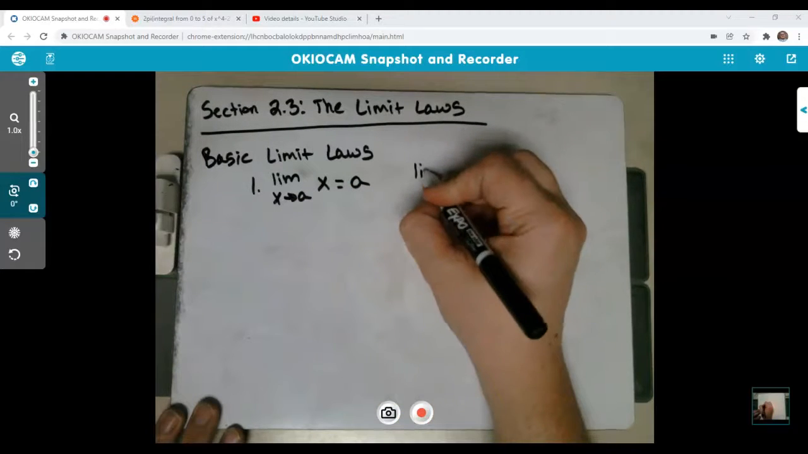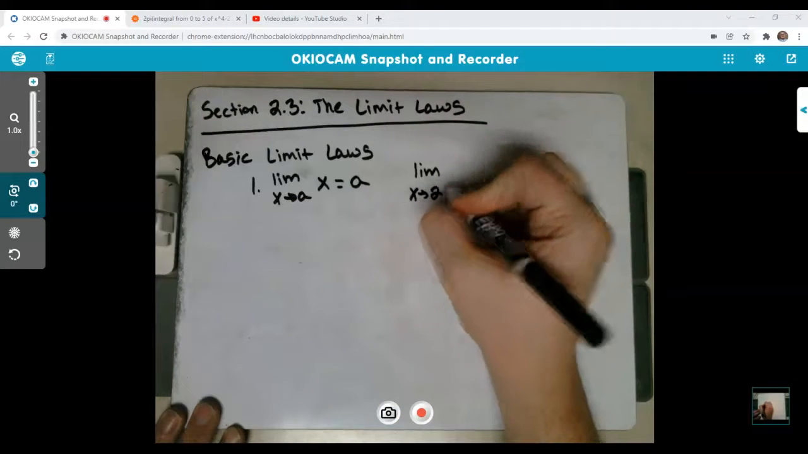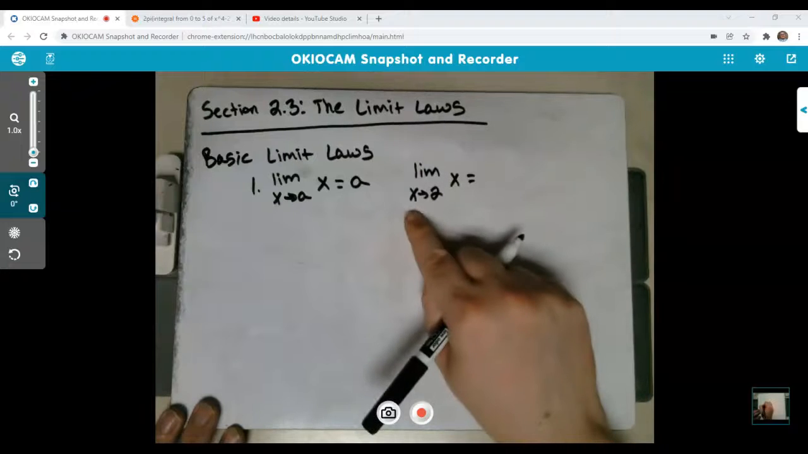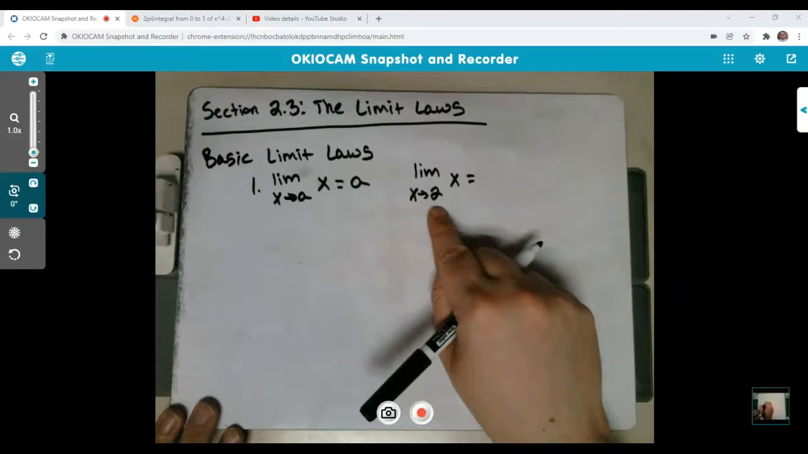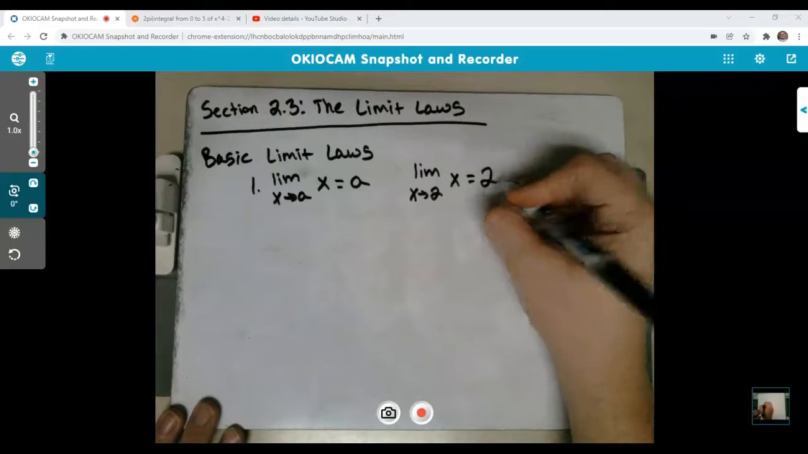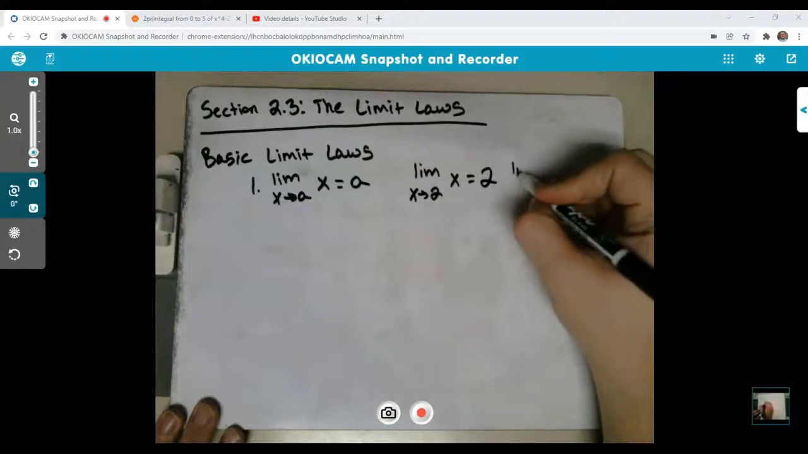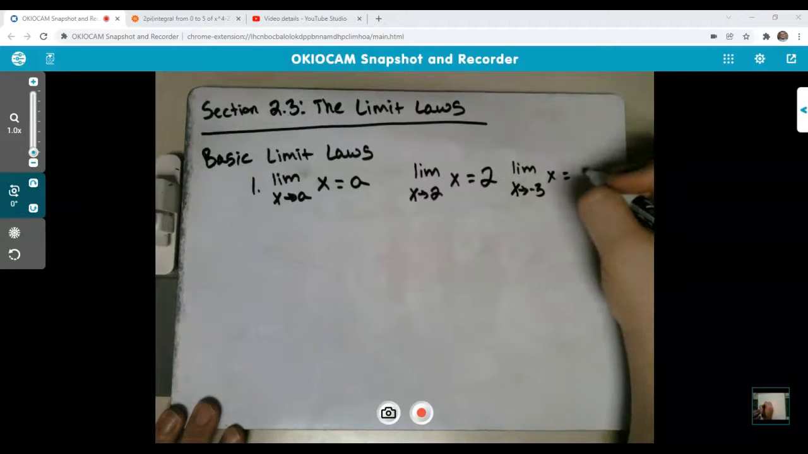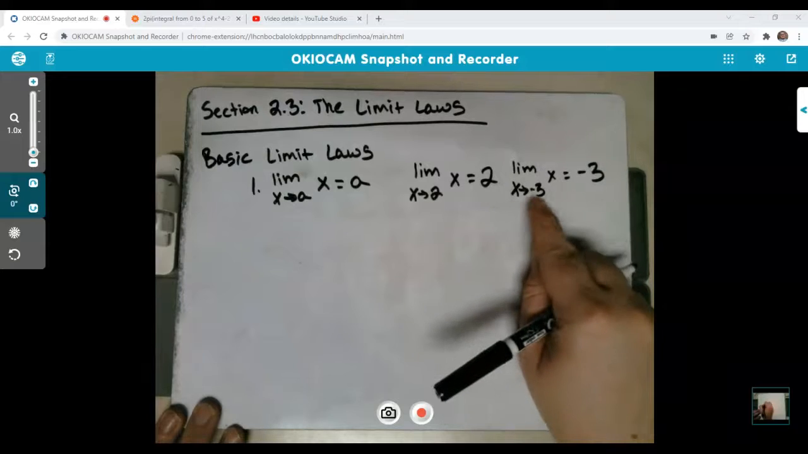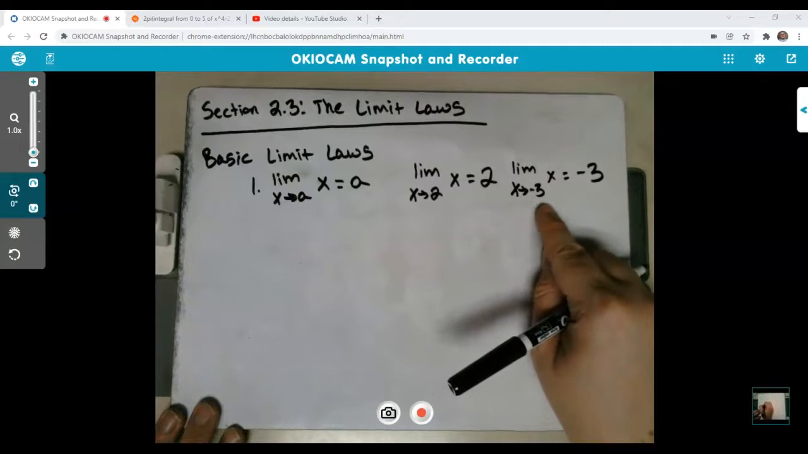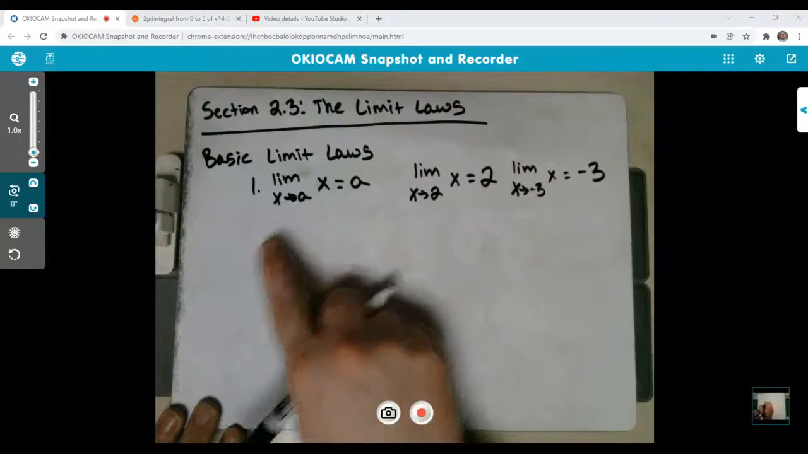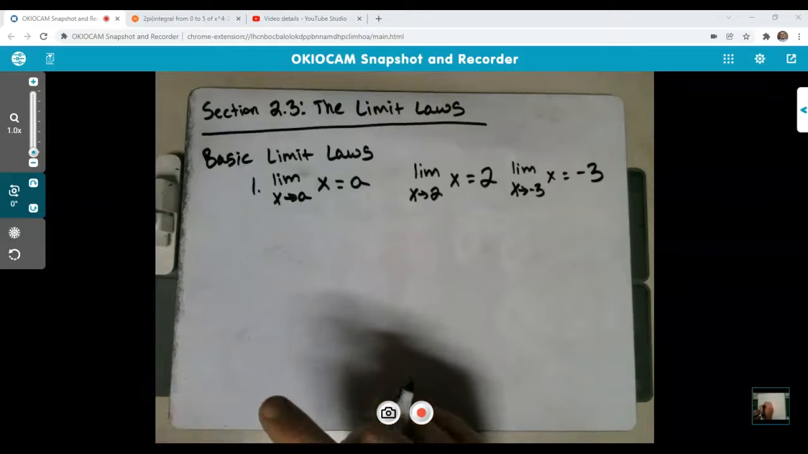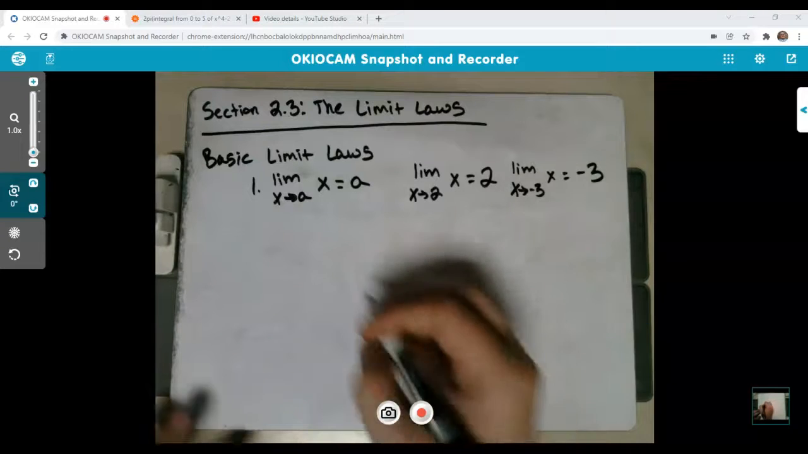So if I was doing the limit as x approaches 2 of x, well, I said here, x is approaching 2, so x is approaching 2. If I was saying limit as x approaches negative 3 of x, then obviously it's negative 3, because we wrote down right here, that's what x is getting close to. So that's my first real basic law there.